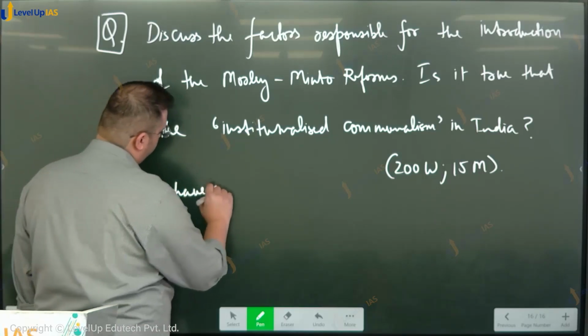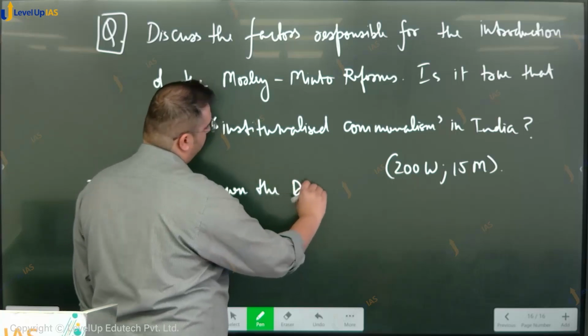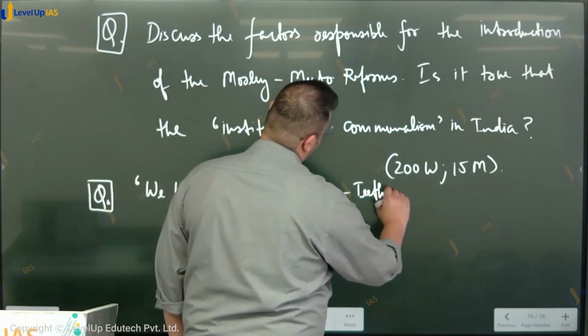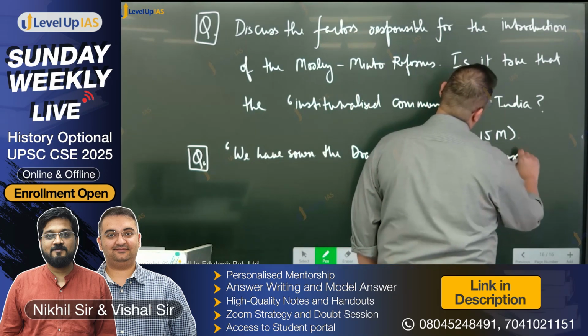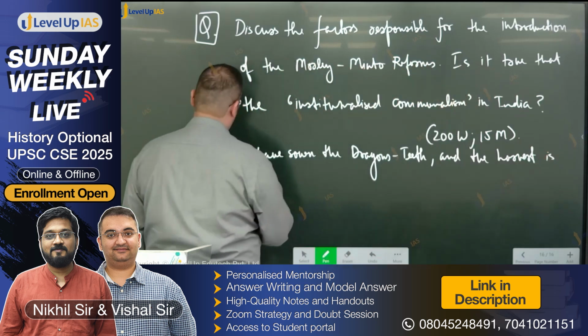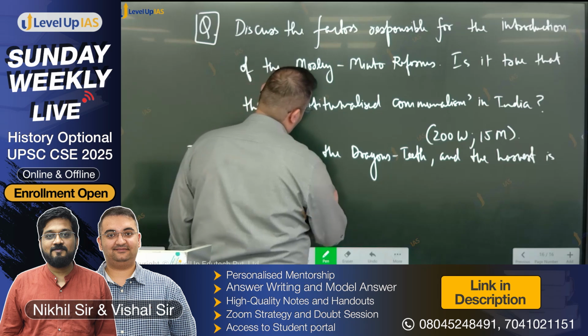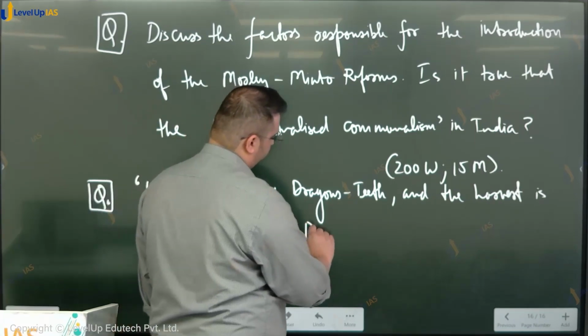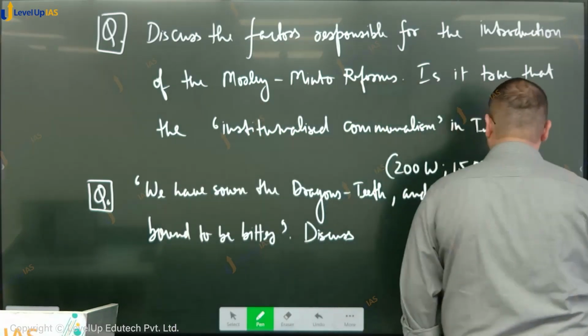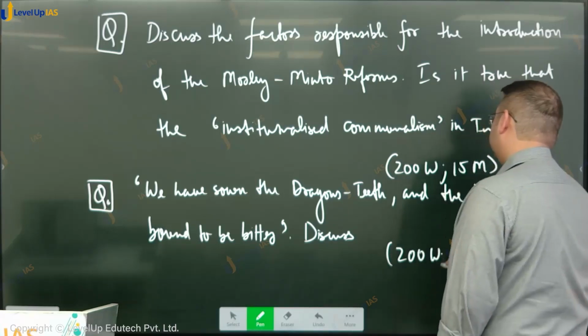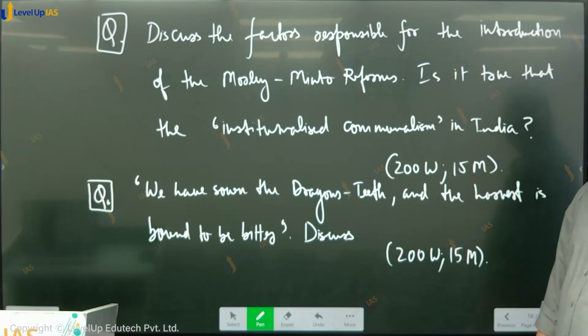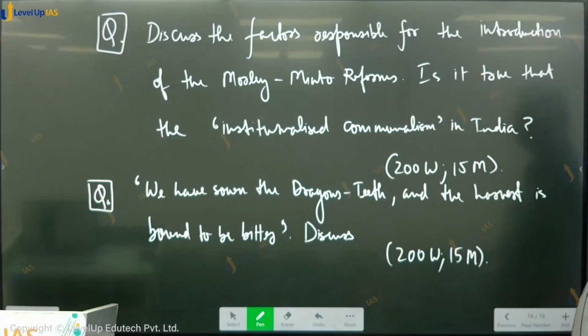We have sown the dragon's teeth and the harvest is bound to be bitter. Discuss. 200 words. Next question.